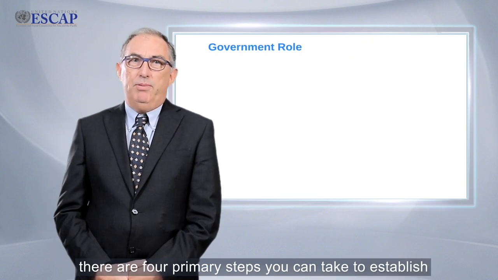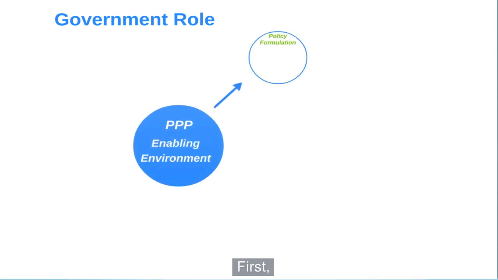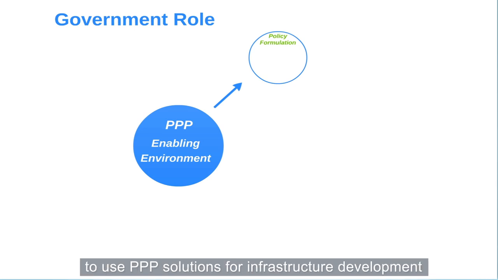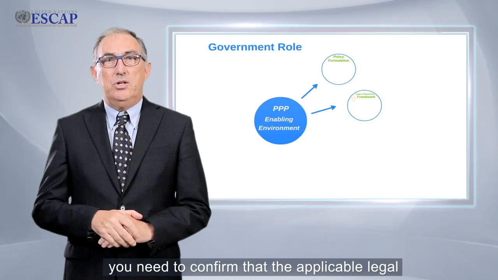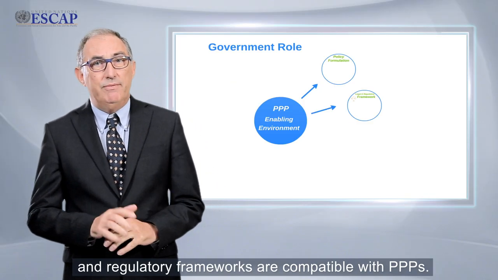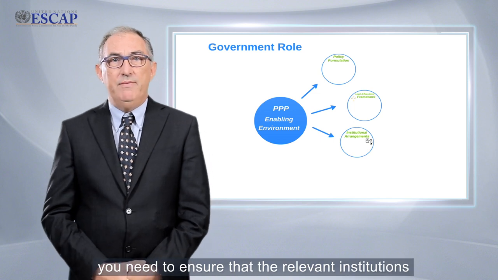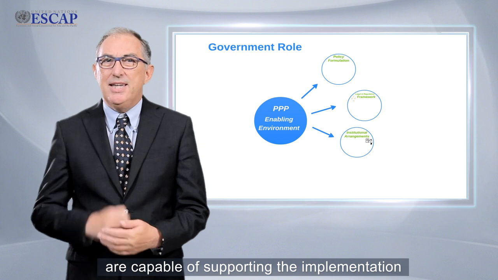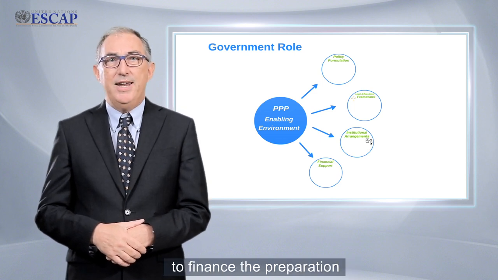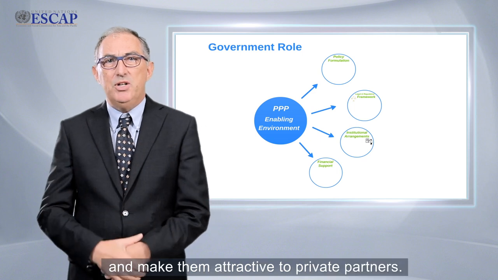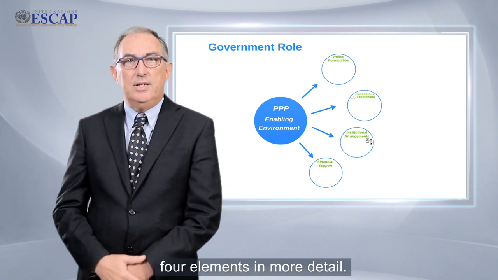As a government, there are 4 primary steps you can take to establish an environment favourable to PPP development. First, you will need to define how you are planning to use PPP solutions for infrastructure development by formulating a clear policy. Second, you need to confirm that the applicable legal and regulatory frameworks are compatible with PPPs. Third, you will need to ensure that the relevant institutions are capable of supporting the implementation of a PPP program. And fourth, you need sufficient resources to finance the preparation of PPP projects and make them attractive to private partners. Let's have a look at each of these 4 elements in more detail.